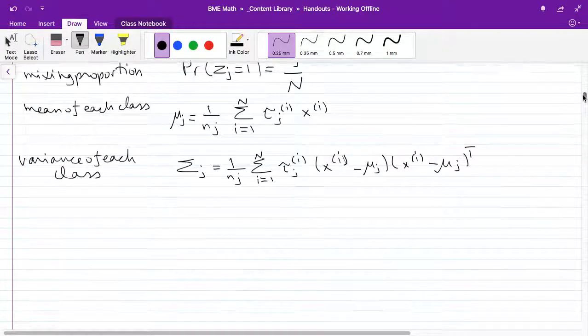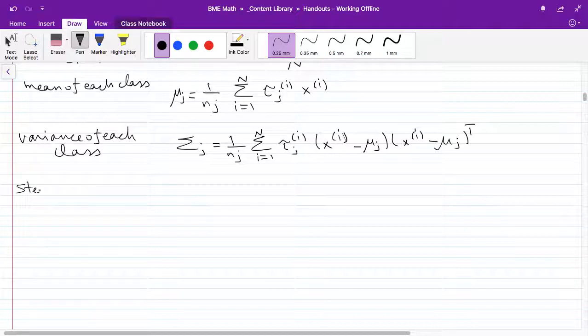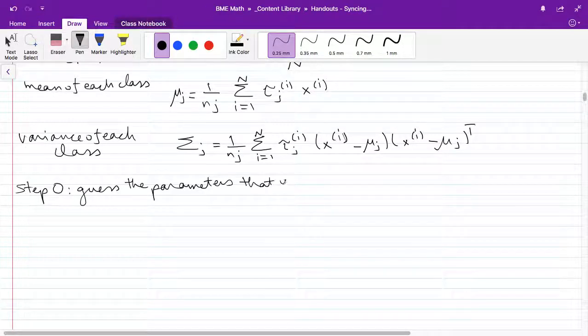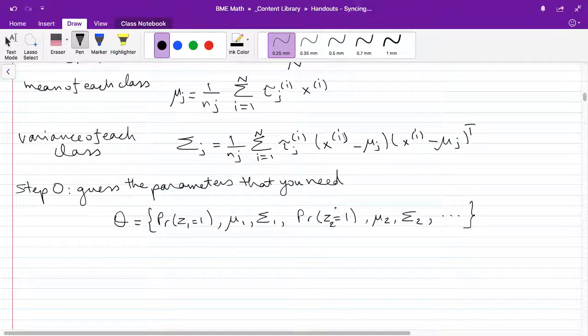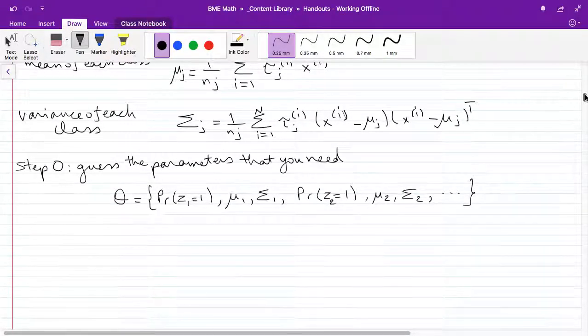So what EM does is to say, start with step 0, just guess the parameters that you need, which are theta: the prior probability for class 1, the mean of that class, the variance of that class, the prior probability of class 2, the mean of that class, the variance of that class, and so forth, as many classes as you have. These are the parameters of our generative model, and we're going to begin with a guess of what those things are.